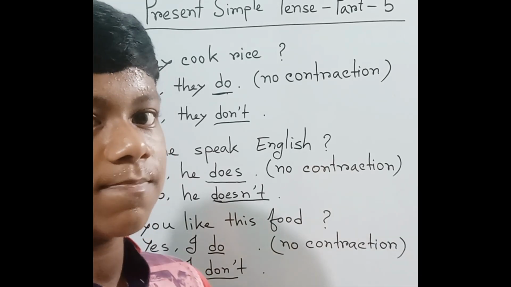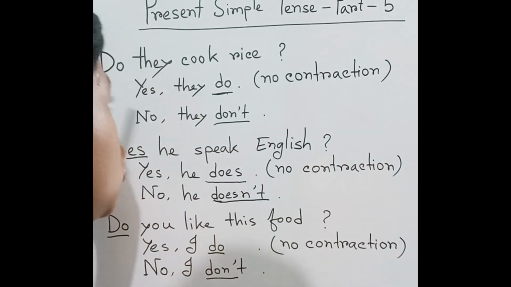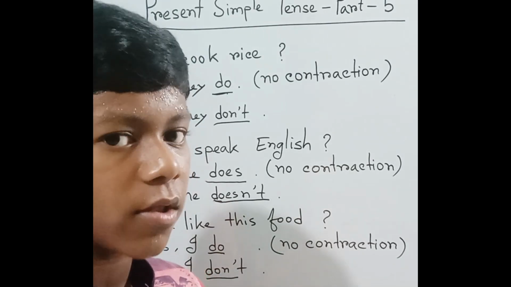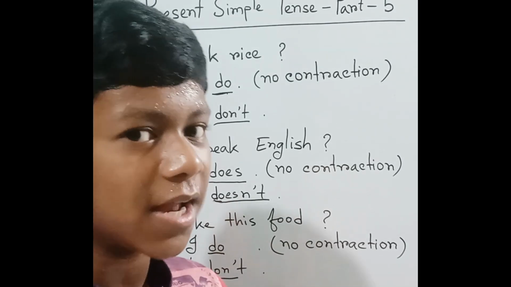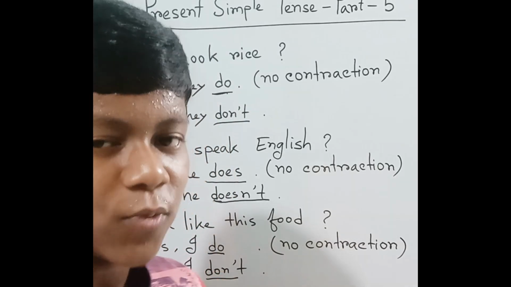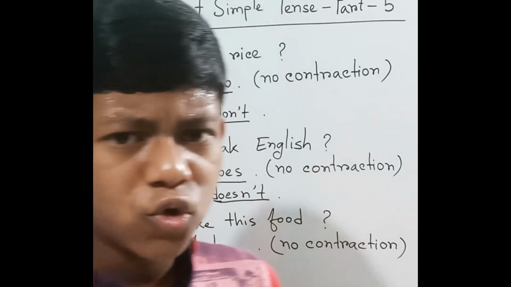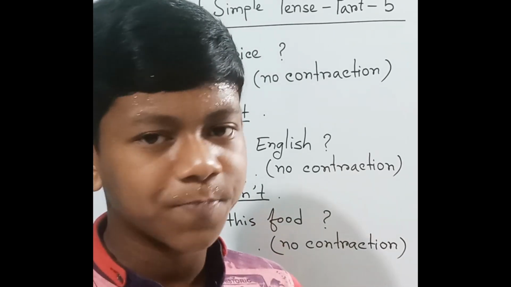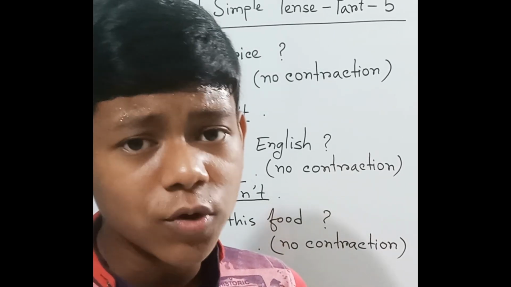So for these types of things we have to add do before the subject, and the answer will be do only for positive. There isn't any contraction, and in negative there is a contraction. So we can make, do I eat rice? I don't know, but I can answer by myself. So yes, I do.